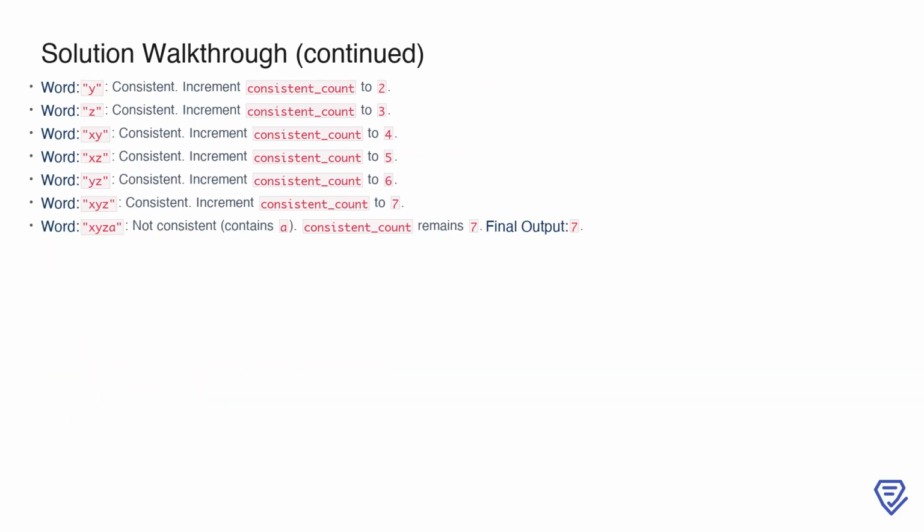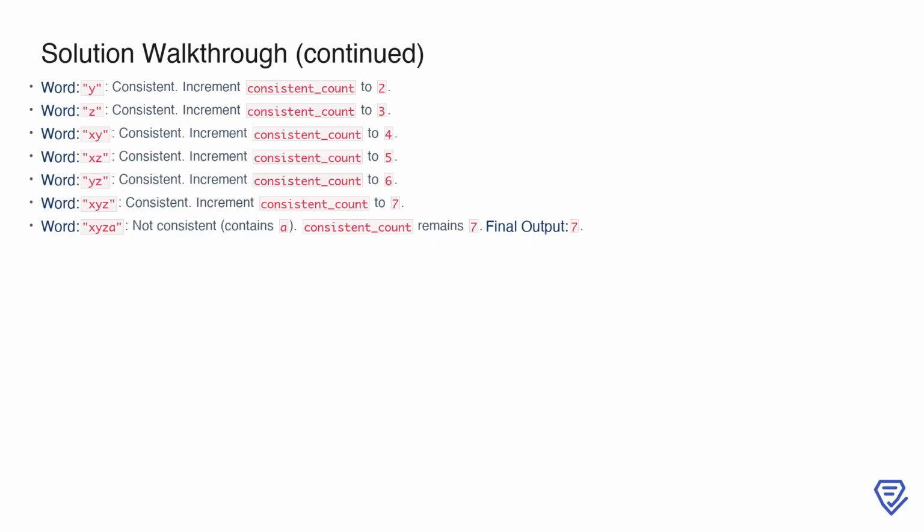First, we check the word X. Its only character, X, is in the allowed_set, so it's consistent, and we increment consistent_count to 1. Next, for the word Y, its character Y is also in the set, making it consistent and increasing consistent_count to 2. The word Z is checked next, and since Z is in the set, it's consistent as well, and consistent_count becomes 3.